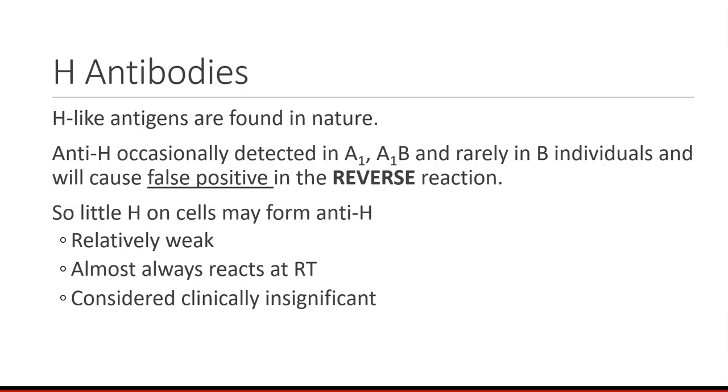It's relatively weak, which is the good news. So if you have a group A person, the B cells may react 1+. I've not really seen reactions stronger than that. It almost always reacts at room temperature. So what is the antibody class involved? IgM. Whenever you have room temperature reactions, it's an IgM class antibody. It's considered clinically insignificant, meaning even though it's there, the chances of it reacting with transfused cells and causing hemolysis are slim to none for a variety of reasons we'll get into later in the course.